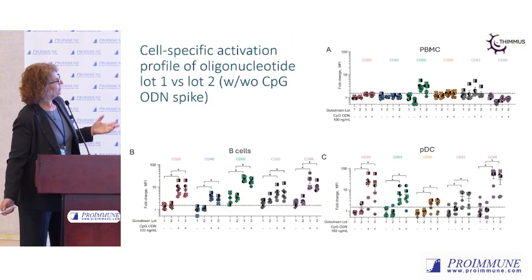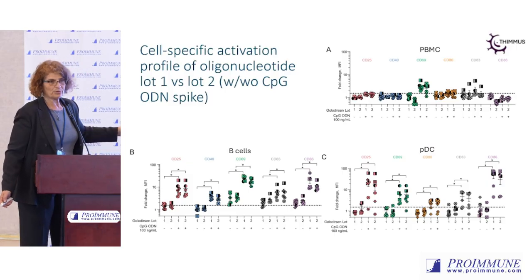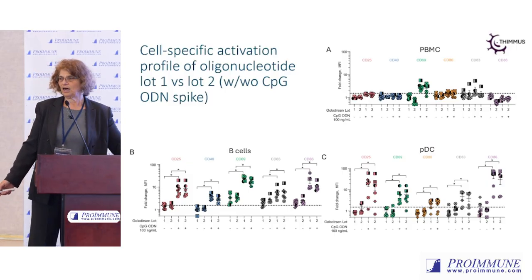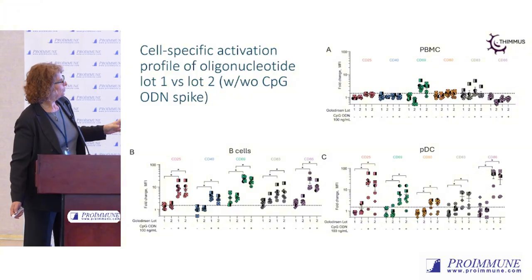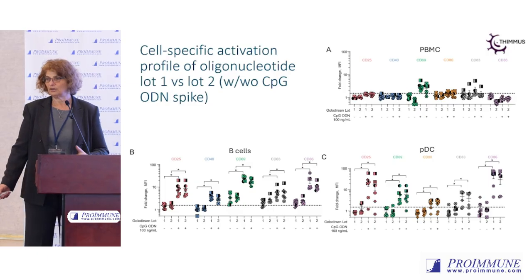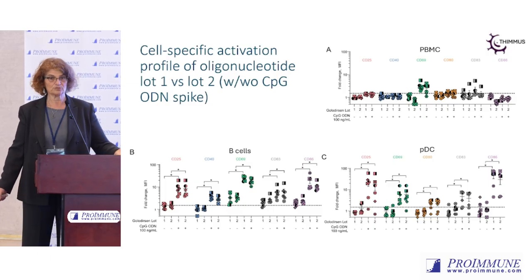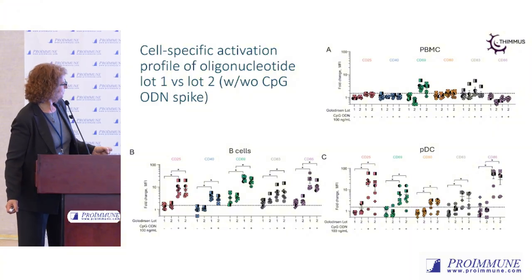So how can that help us when we're looking at products? In this example, we were looking at oligonucleotides. These are actually morpholinos, and we were interested in contrasting two different lots that had a difference in manufacturing. We wanted to understand, does this result in a difference in impurities?